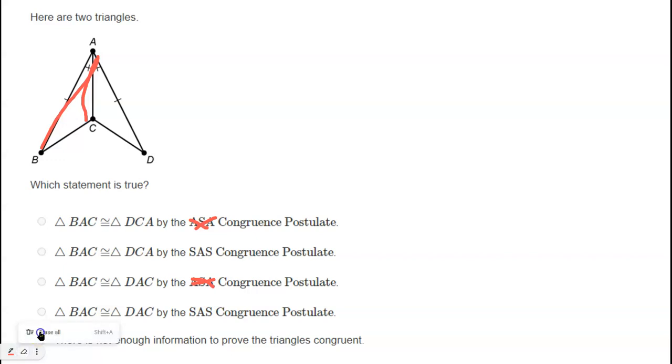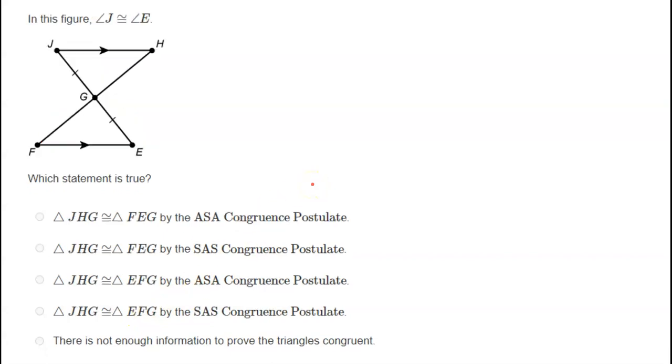So we're going to go ahead and look at side angle side for both of these options. Now we want to make sure that B is the corresponding side. So we want BA to correspond with DA. Okay, so BA does not correspond with DA here, but BA does correspond with DA here. That gives you your side angle side congruence postulate.